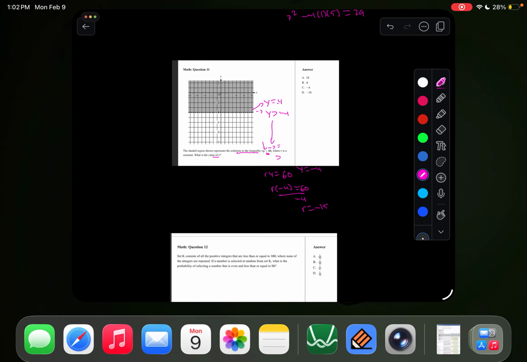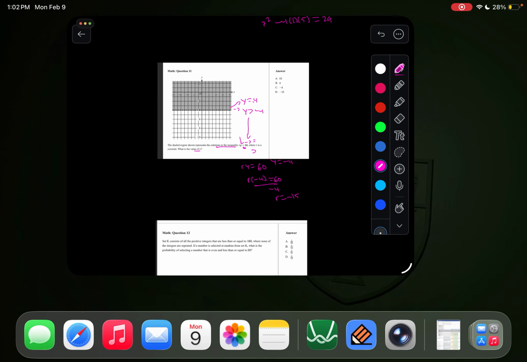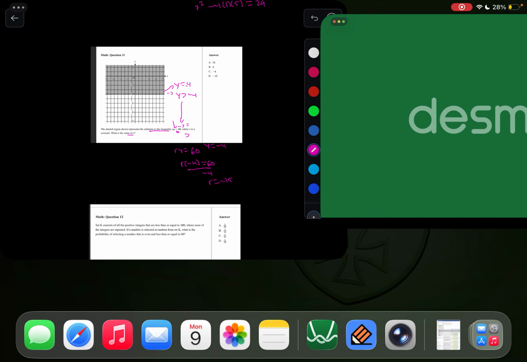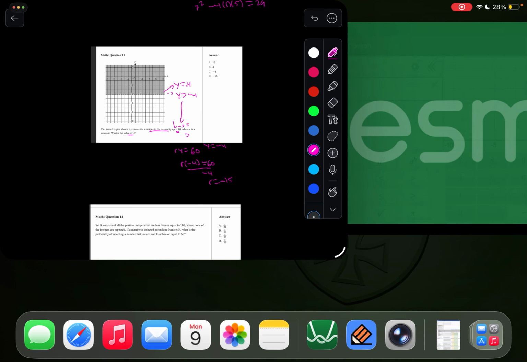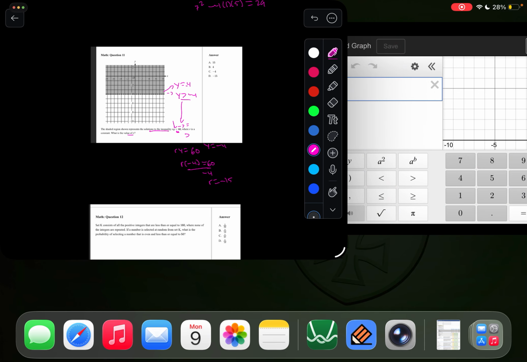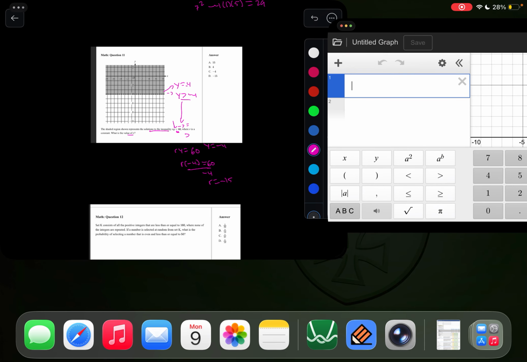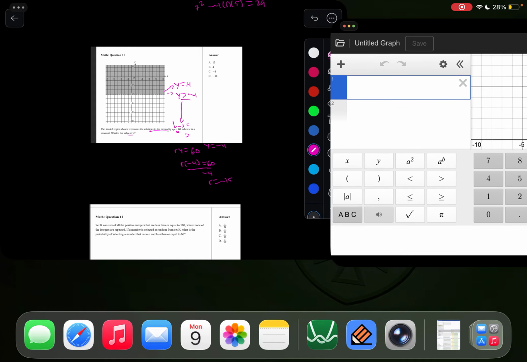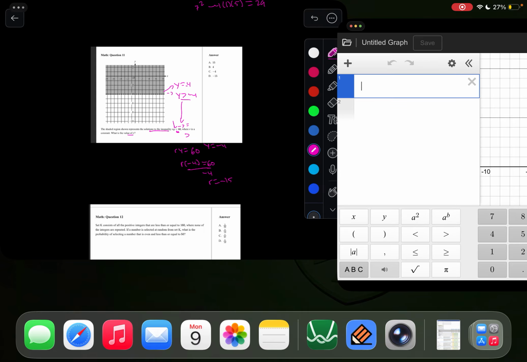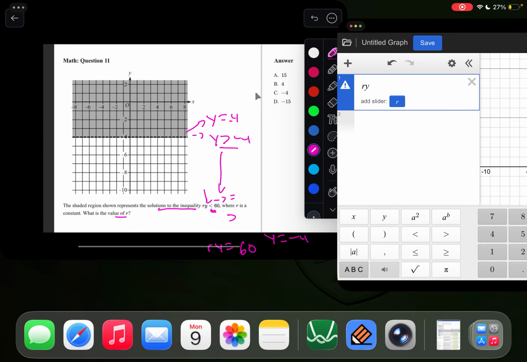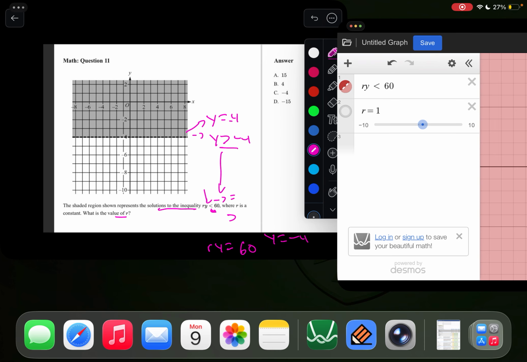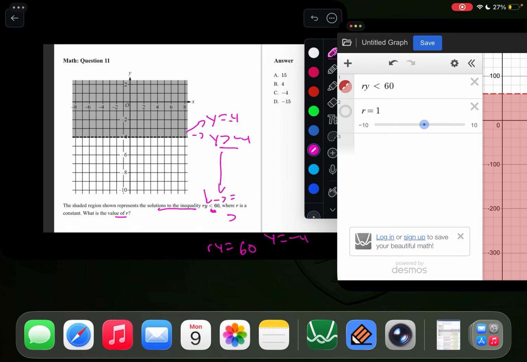All right, so we can do this problem on Desmos real quick. Just use a slider. Right here I determined that this is like y is greater than -4. It's pretty easy to tell. Now we can just use a slider to solve this problem. We can just write down y is greater than r, less than 60, and add a slider and just try to make this graph look the same as this graph.